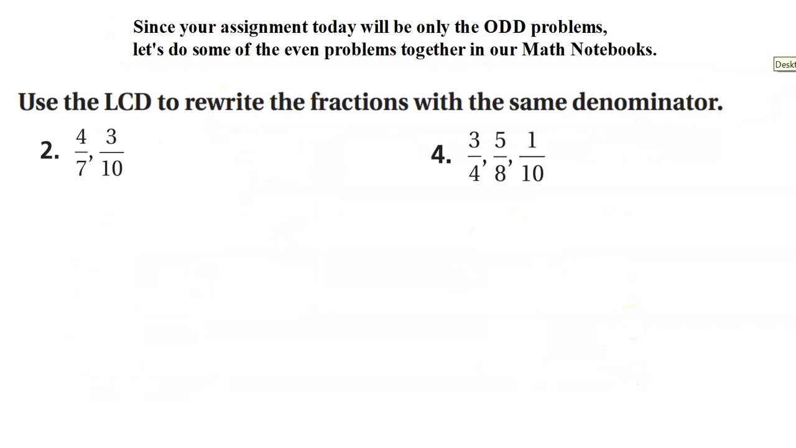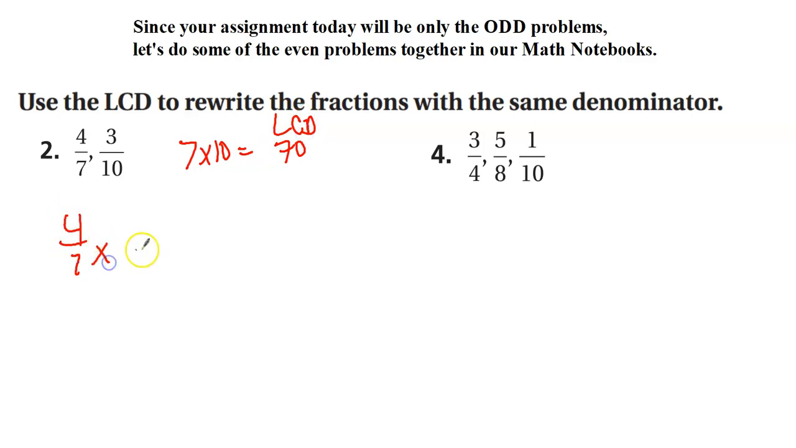Okay, these two I want you to try on your own and then unpause the video. So 7 and 10 have no common factors, so I know I find the least common denominator by just multiplying them together and get 70. So my least common denominator is 70.